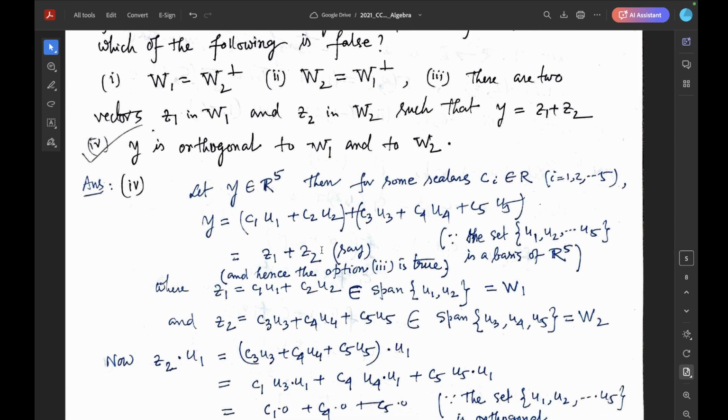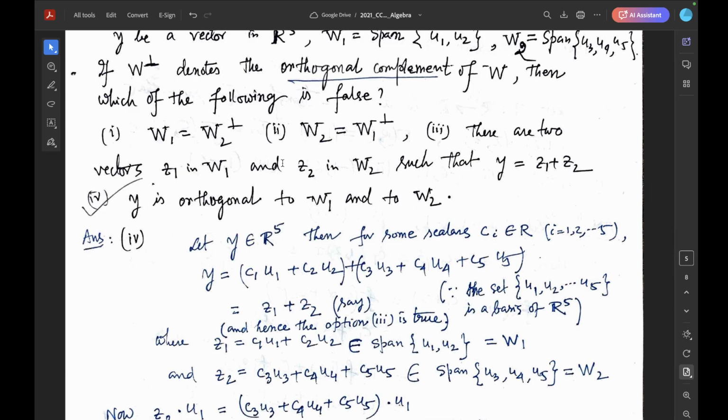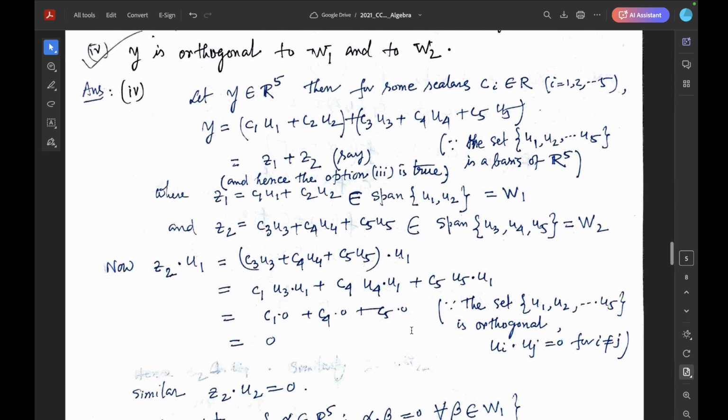Y equals Z1 plus Z2, say, where Z1 equals C1 U1 plus C2 U2 and Z2 equals C3 U3 plus dot dot dot plus C5 U5. Hence, obviously, option 2 is correct. There are two vectors Z1 in W1 and Z2 in W2 such that Y equals Z1 plus Z2. Next, this Z1 equals C1 U1 plus C2 U2, so this belongs to the span of the set U1, U2 for some scalars C1 and C2. This span of U1, U2 equals W1. So Z1 belongs to W1, and Z2 belongs to the span of U3, U4, U5, which is equal to W2.